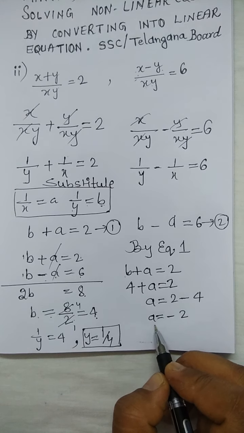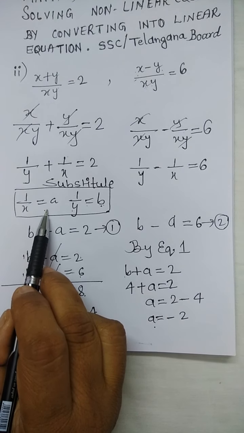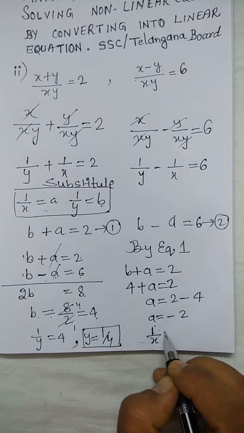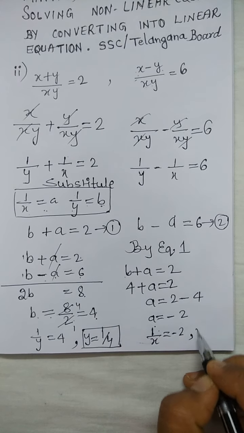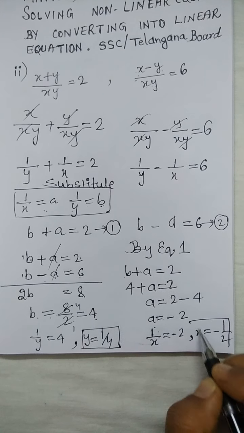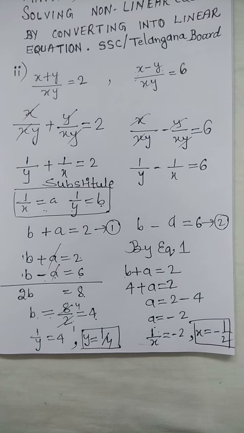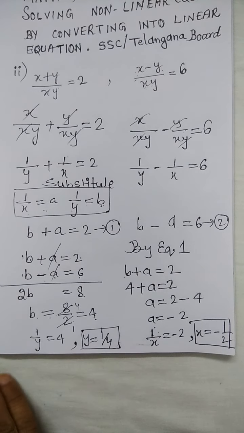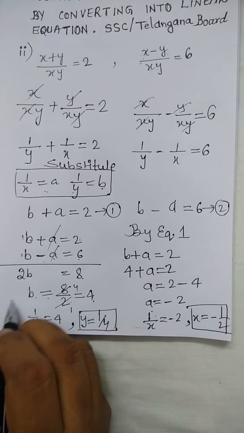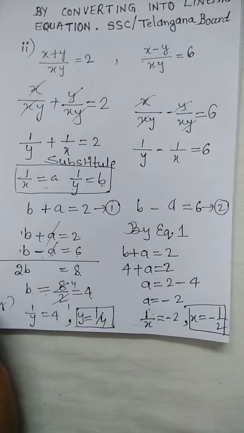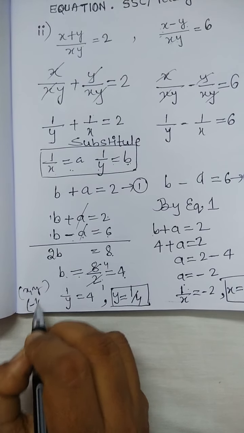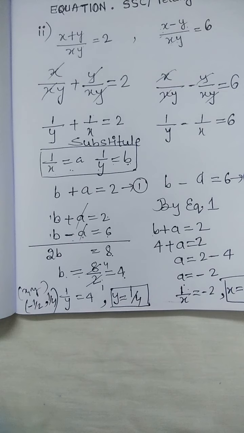But what is the value of A from this substitution? It is 1 by x. So you write here 1 by x equal to minus 2. So x will be equal to minus 1 by 2. Like this we have got the value of x and y. And what is the solution then? Solution means x, y you have to write. So what will be the solution? x is minus 1 by 2 and y is 1 by 4.